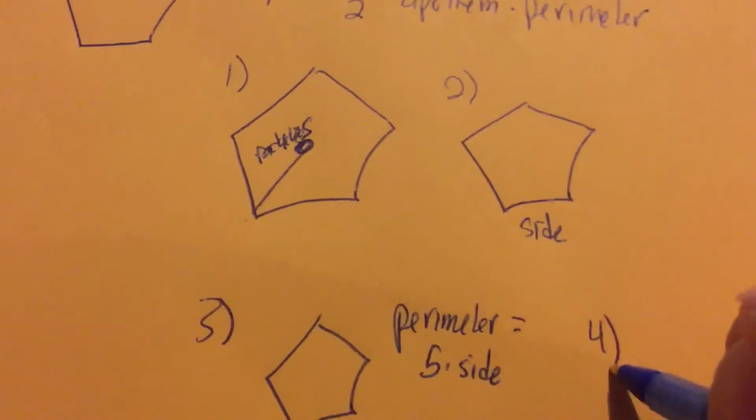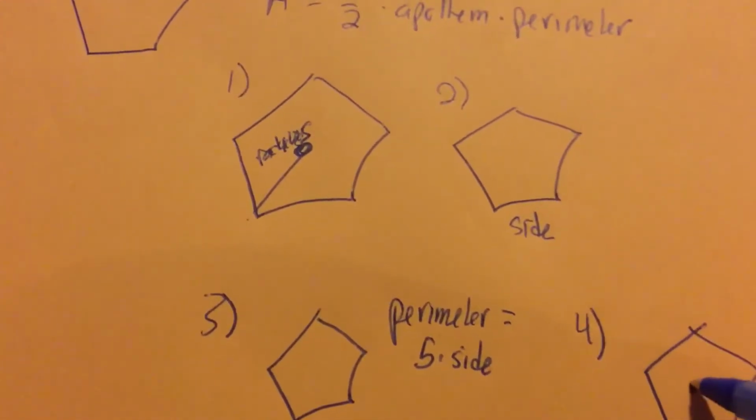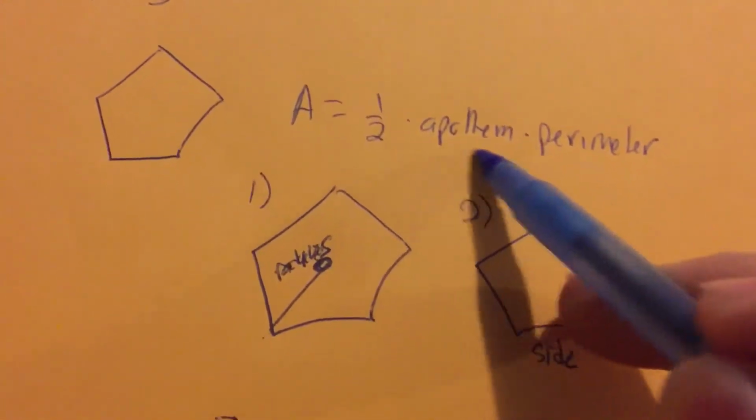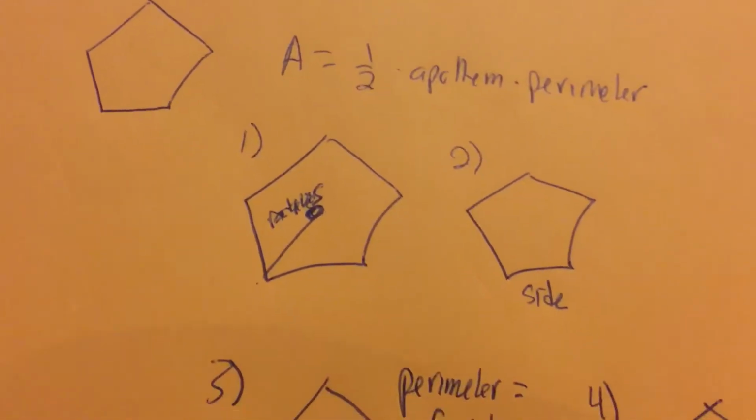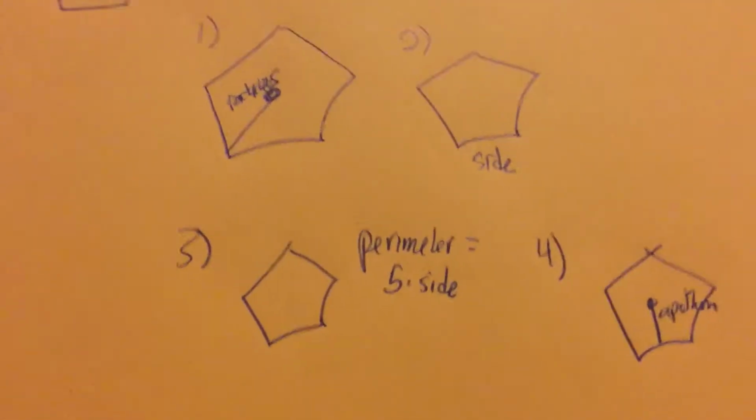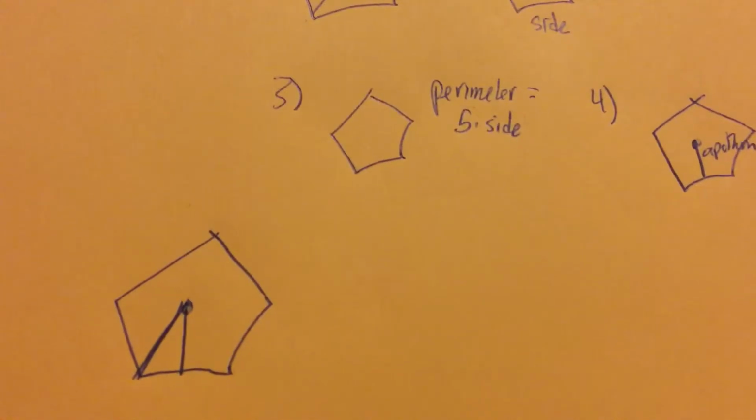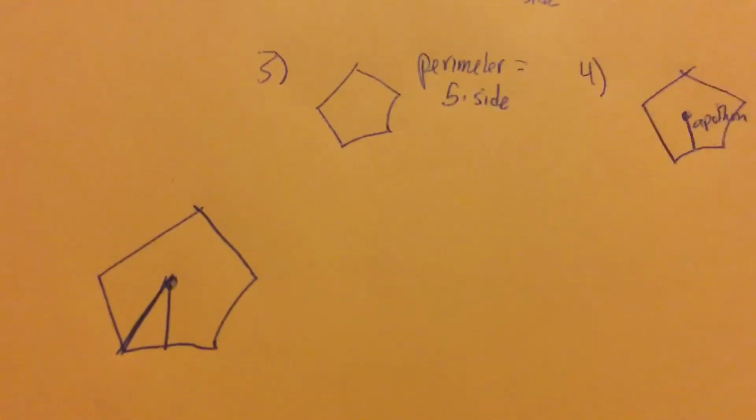Or for number 4, they might give me the apothem, which is actually very nice of them because we need the apothem in our equation. So this is the apothem. Those are the 4 pieces they might give me. So if we remember from 10-3, if I have a regular pentagon, I have the apothem here, and I get this triangle right here. And that's what we're going to use our trig for.